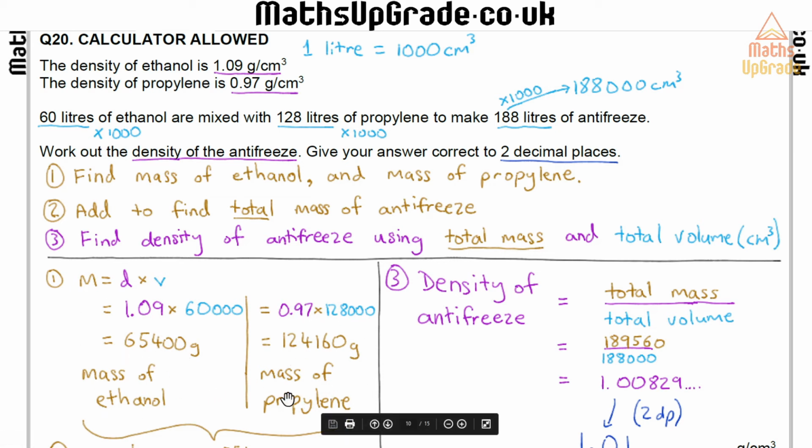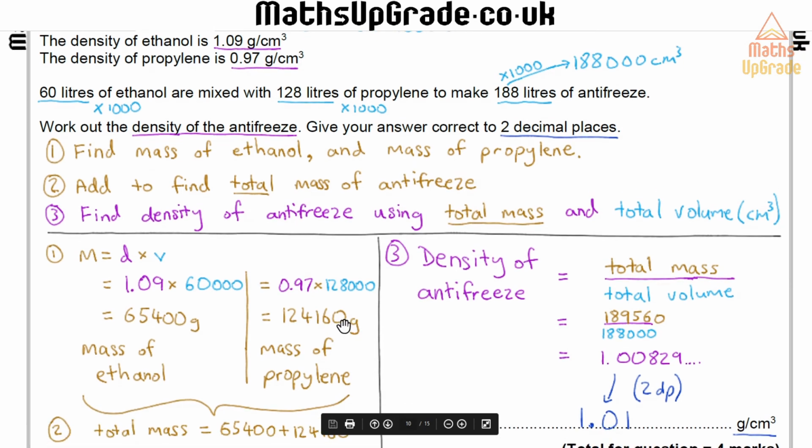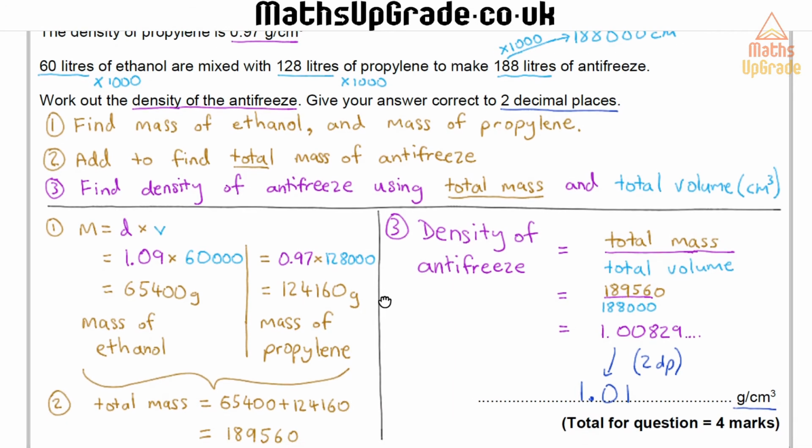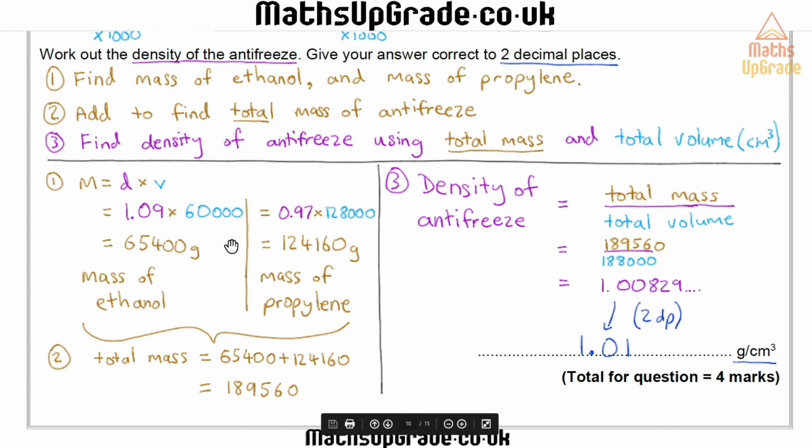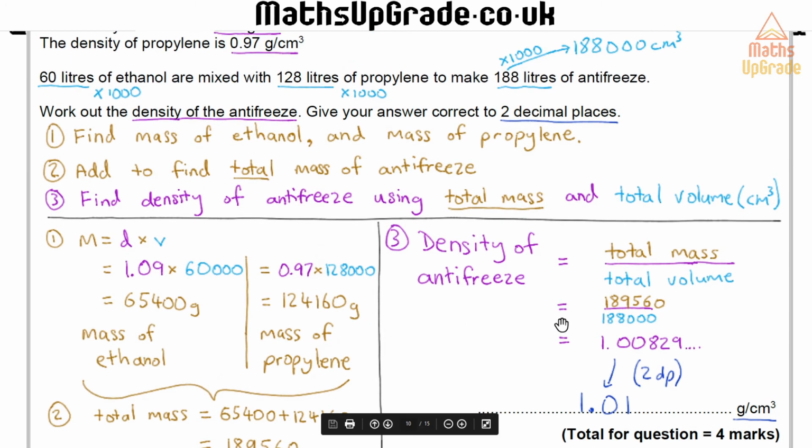In a similar way, I can find the mass of the propylene. The mass of the propylene is 0.97 times 128,000. Now, once I find the total mass, I can find the density of the antifreeze. So to find the total mass, I'll just add together these individual masses, because they both go into that mix. So that is 189,560 grams.